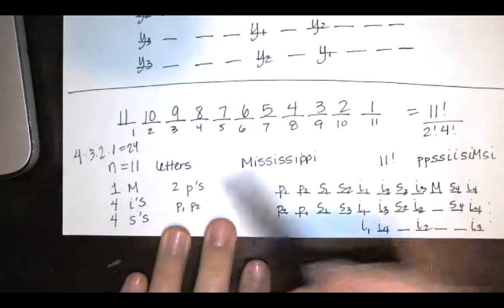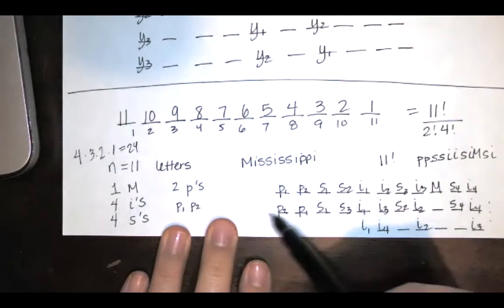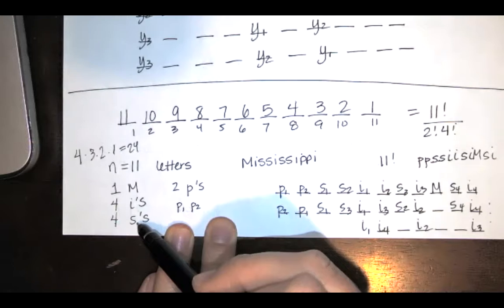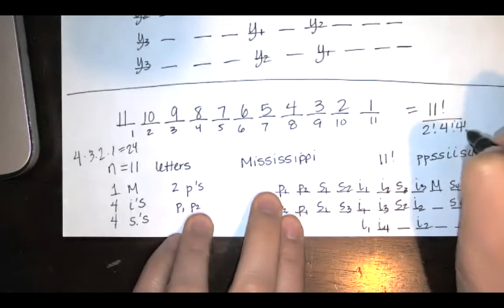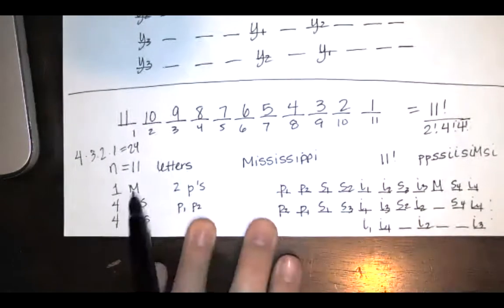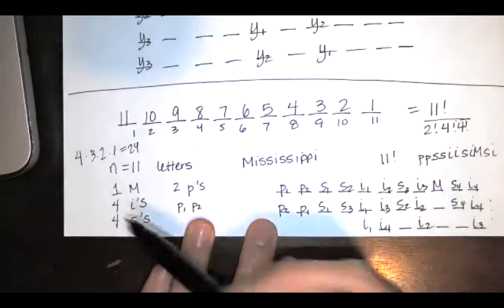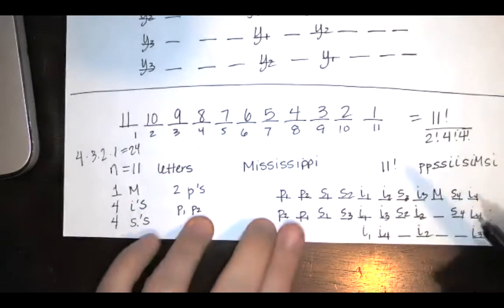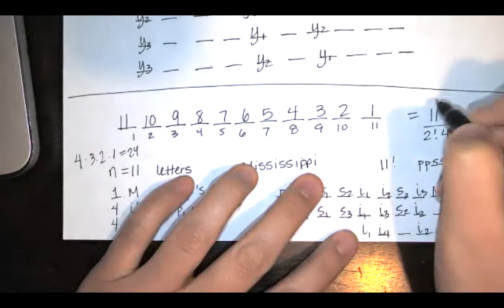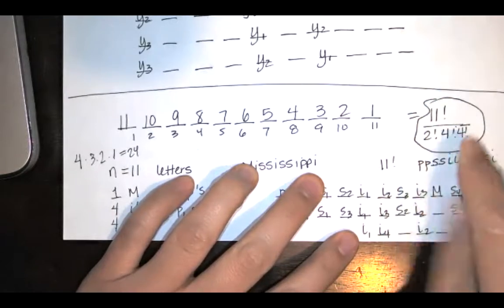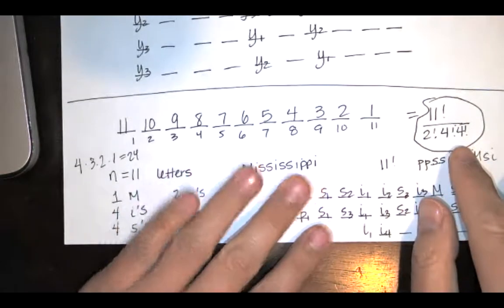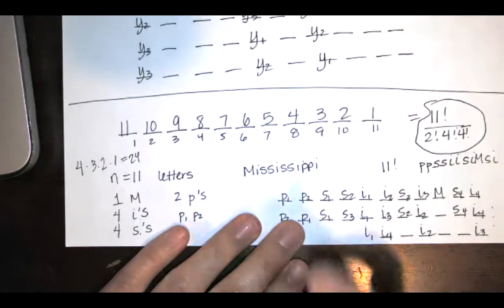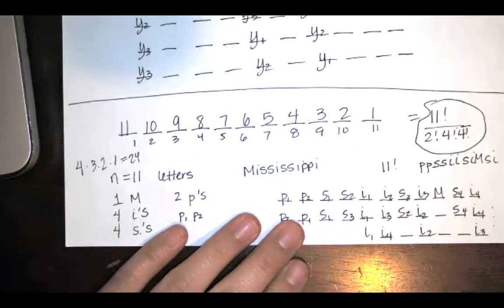So we had 2 p's that were alike, so we divide by 2 factorial. We have 4 i's that are alike, so we divide by 4 factorial. 4 s's that are alike, so we need to divide by 4 factorial there. And we could divide also by 1 factorial, but it makes no sense to divide by 1 factorial. It's just dividing by 1. It doesn't change anything. Okay, so according to our formula, this is the number of ways that we can rearrange the letters in Mississippi, given that you've got 4 s's that are alike, 4 i's that are alike, and 2 p's that are alike.